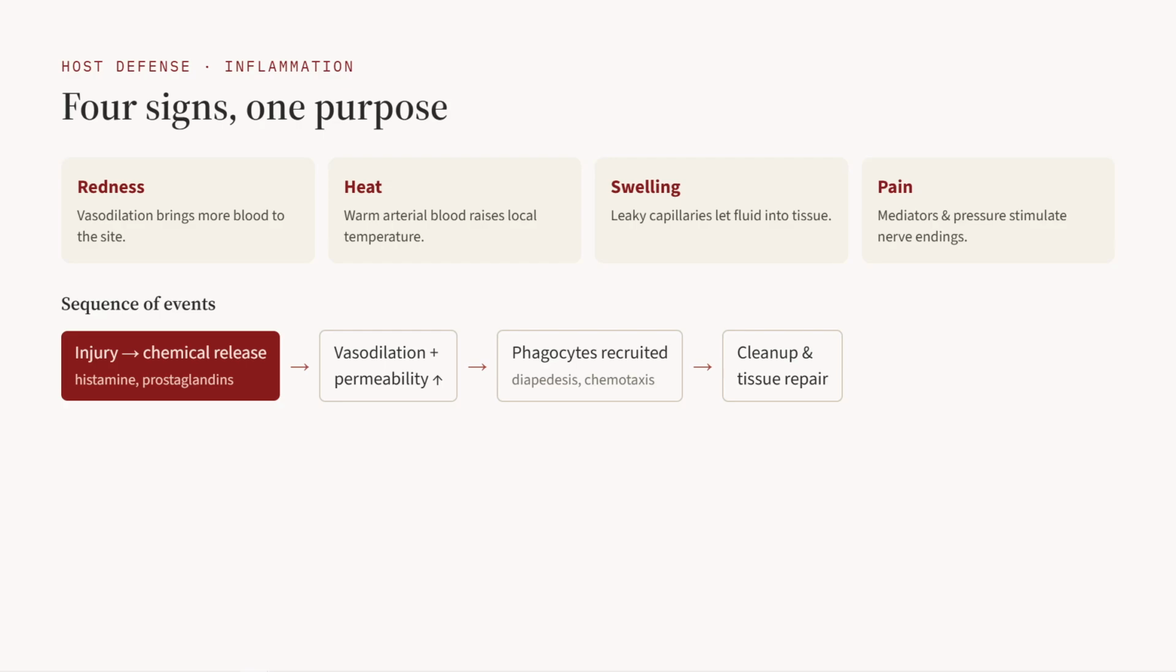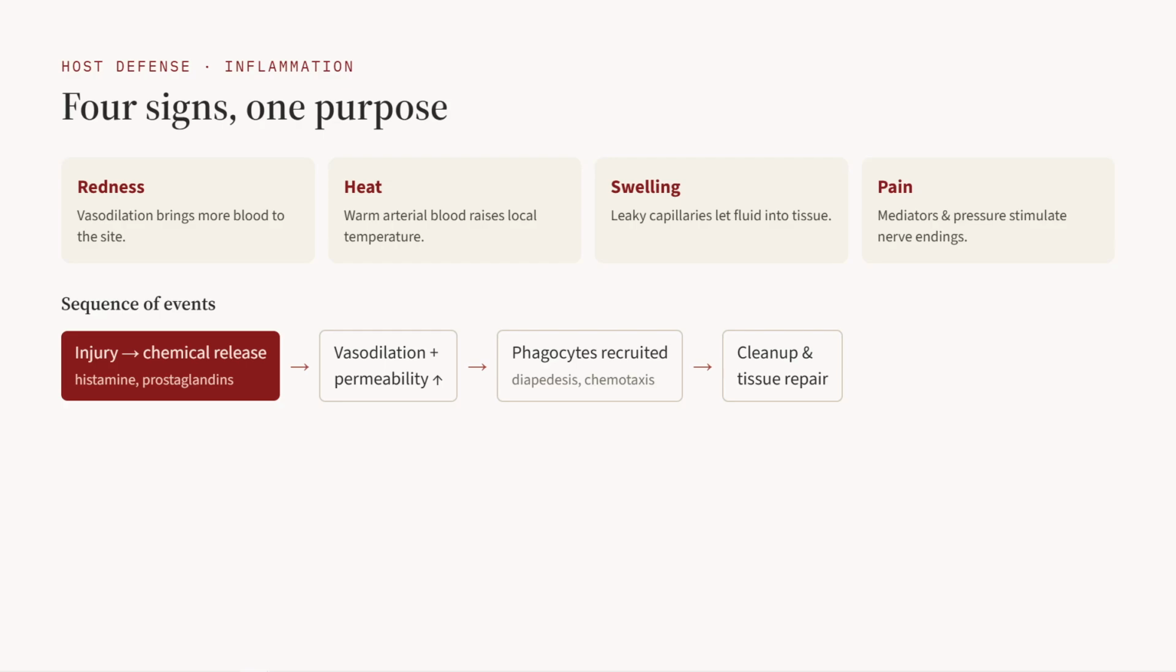Inflammation is the innate system's local response to injury, and you can recognize it by 4 cardinal signs: redness, heat, swelling, and pain. All 4 trace back to 2 changes in the local blood vessels. Redness and heat come from vasodilation, more warm blood flowing to the site. Swelling comes from capillaries being leaky and letting fluid into the tissue. And pain comes from chemical mediators and pressure stimulating nerve endings.